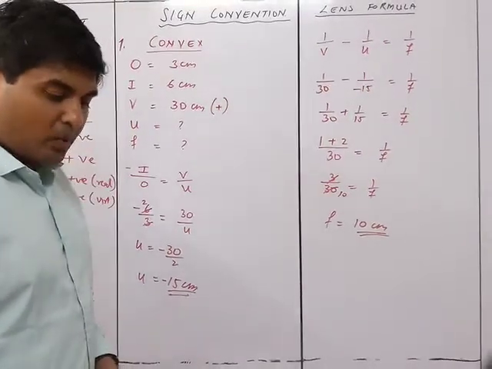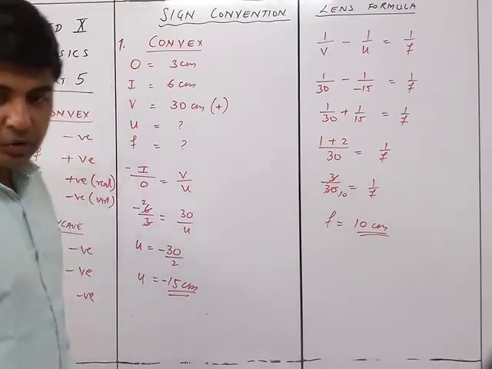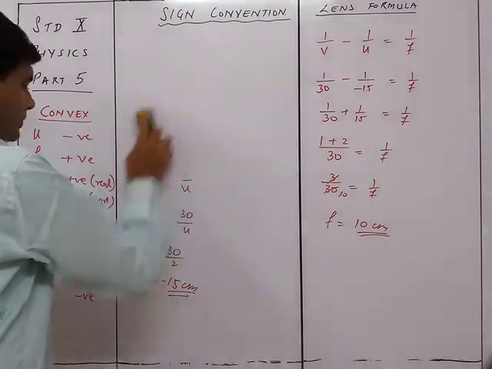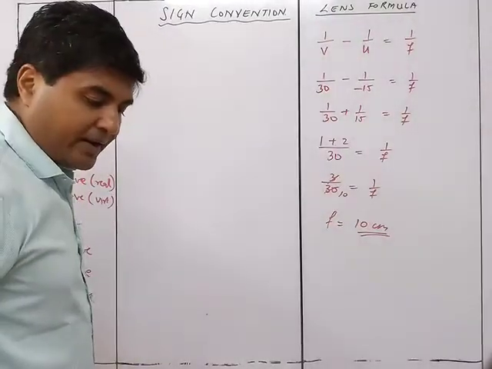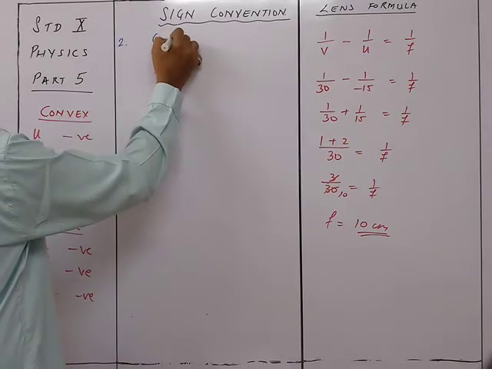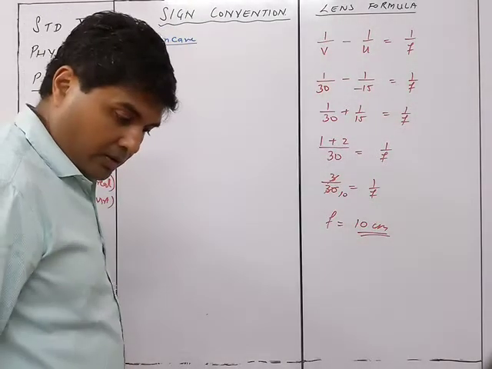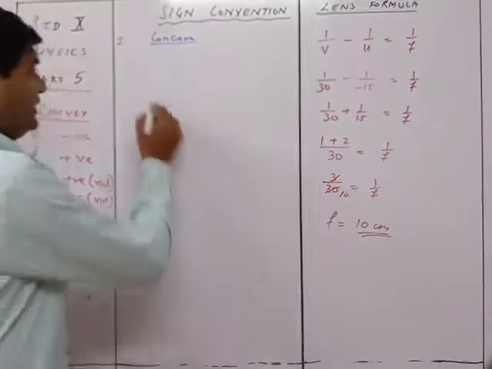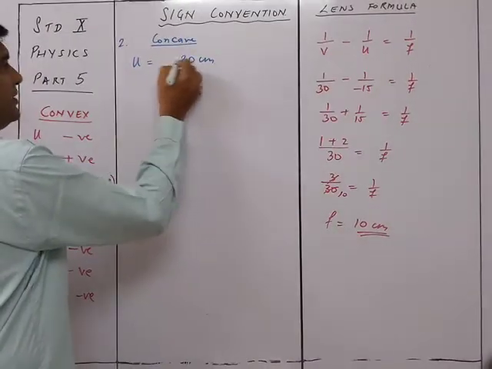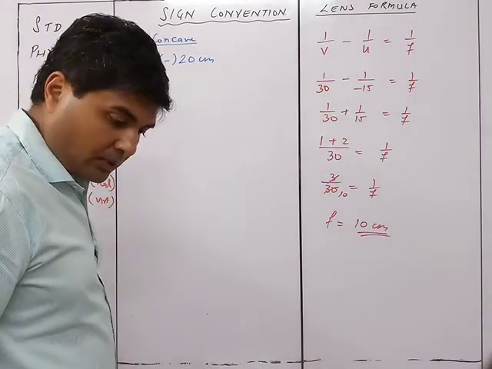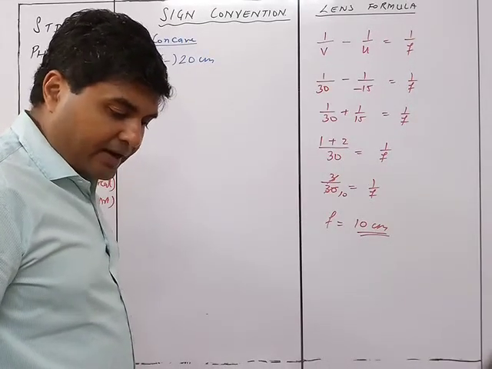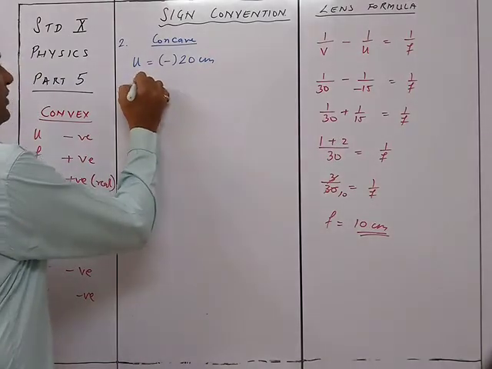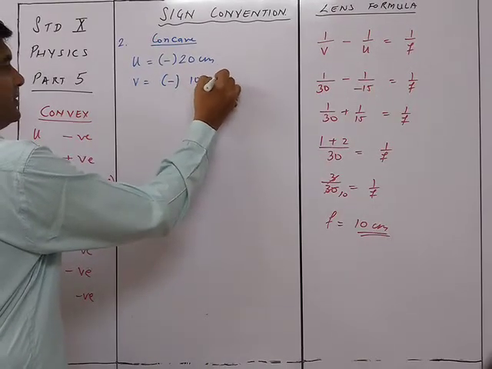Okay, so this was sum number 1. We now move on to sum number 2. A concave lens forms an image of an object kept at a distance of 20 centimeters in front of it. So U is equal to 20 centimeters, but it will be negative. The image is formed at a distance of 10 centimeters on the side of the object. So here V is also going to be negative 10 centimeters.